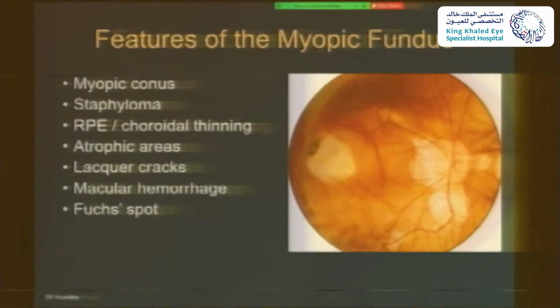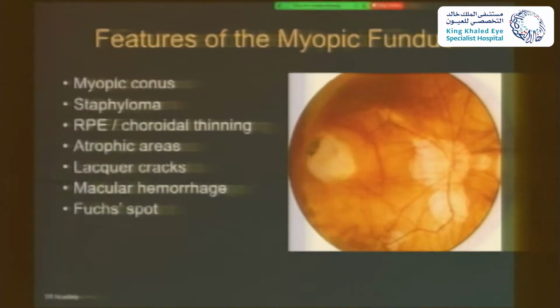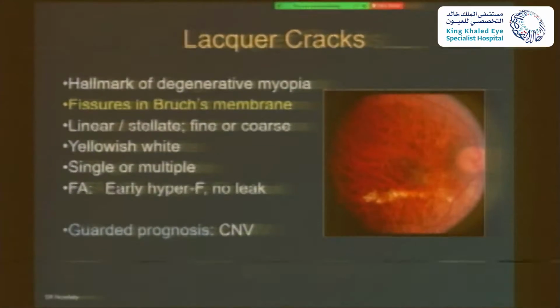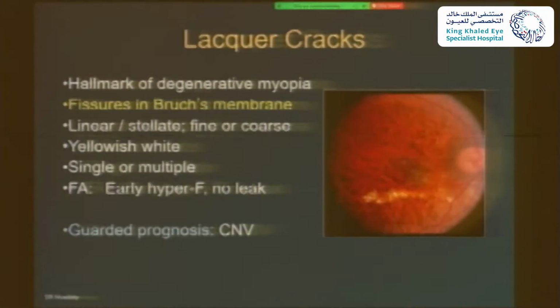You also have lacquer cracks, which are cracks in the Bruch's membrane that can lead to hemorrhages or ingrowth of choroidal neovascularization from it, macular hemorrhages, and finally a Fuchs spot, which is the end stage of a CNV. Here's a lacquer crack. Here's a patient of mine who basically has a CNV on top of a lacquer crack. Now, a lacquer crack, usually it's hypopigmented. Sometimes it is pigmented, but in general, it's hypopigmented.